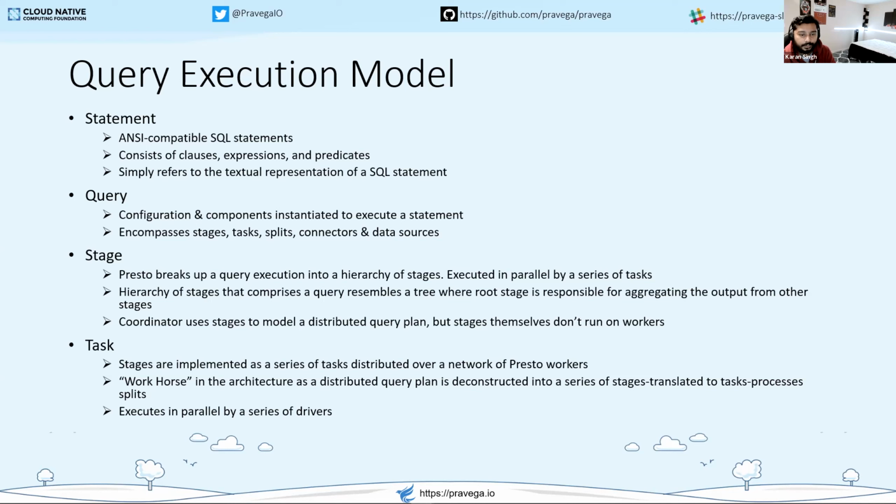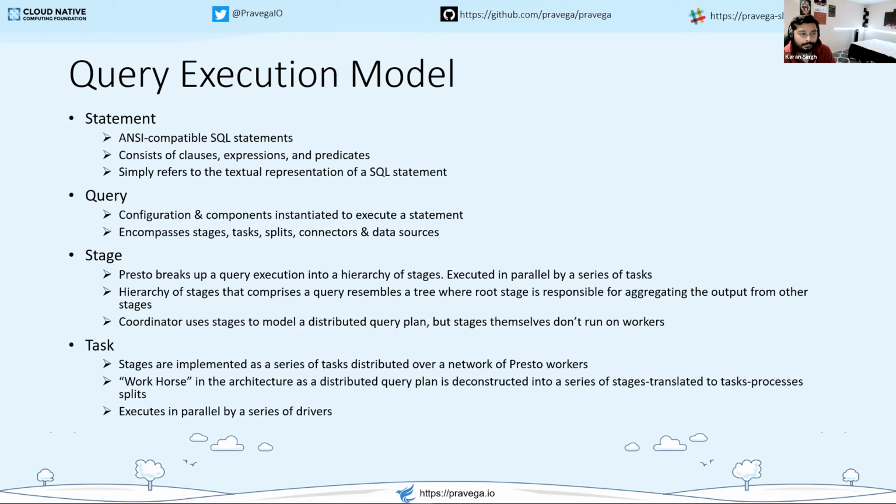And the coordinator uses this stage to model a distributed query plan as it prepares a plan for the workers, which will process the data on the worker nodes. But one important point to note here is that the stages themselves do not run on workers. Stages are only used by a coordinator to model a distributed query plan and give it out to the workers.